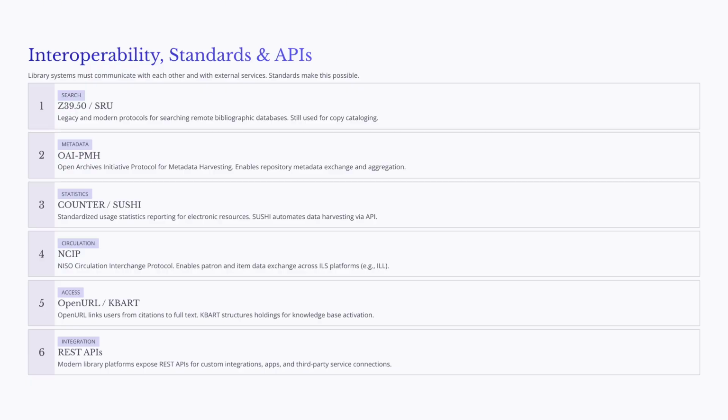And then there are REST APIs. This is the modern approach. Instead of relying on a specific protocol, platforms expose APIs that let developers build custom integrations, apps, and workflows. Ex Libris Alma has an extensive API suite. FOLIO is built on microservices with APIs throughout. Libraries are increasingly using these to build custom tools on top of their platforms. You do not need to know how to write code to work with APIs, but you do need to understand what they make possible and be able to talk to your IT colleagues about them.